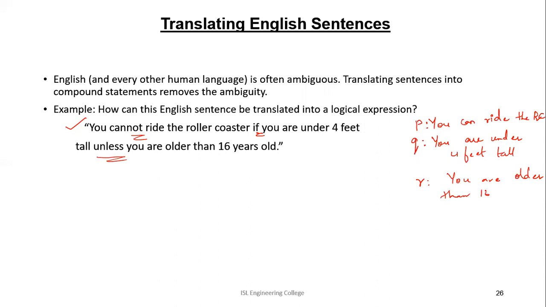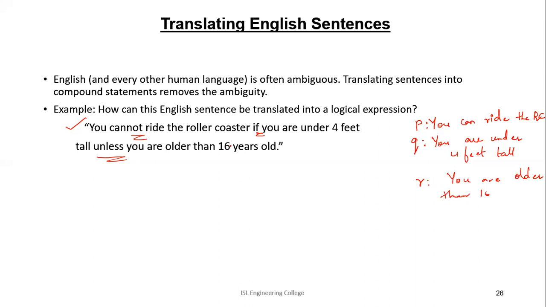Okay, now for the last statement, that is "you are older than 16," the simple way to understand the statement is that if you are not older than 16 years old, then you cannot ride it. So you cannot ride the roller coaster if you are not older than 16.